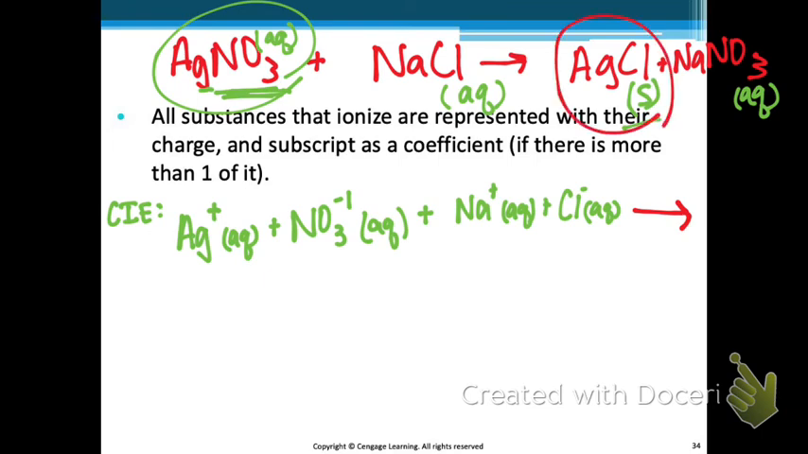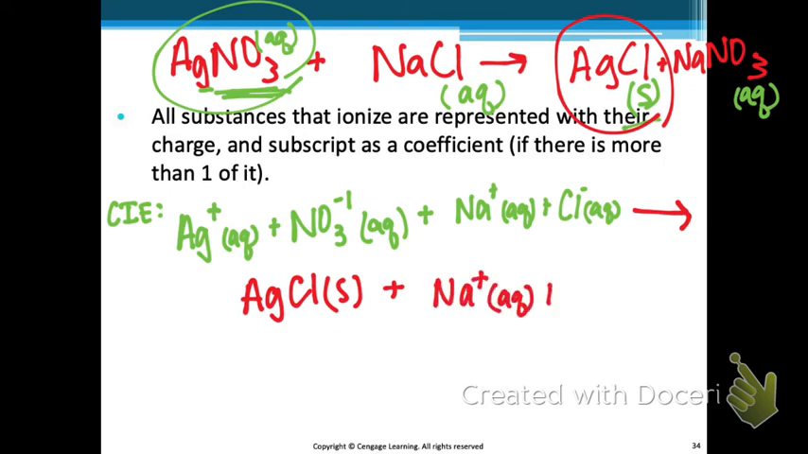We said AgCl is a solid, so will it ionize? No, and so it gets to just stay AgCl, solid, right? Our last product is sodium nitrate, which we decided was aqueous, so it will ionize, which is Na+, aqueous, and NO3-, aqueous. Okay? All right, so that is what's called the complete ionic equation. It shows everything as a complete ion.